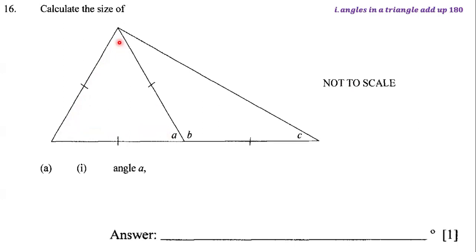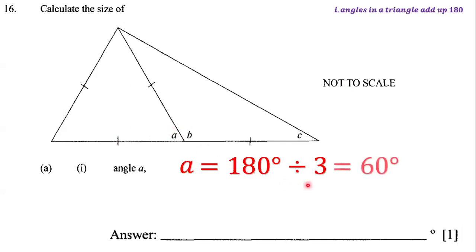And so in order to figure out the size of angle A, we're going to say A is going to be equal to 180 degrees divided by 3. The reason why we divide it by 3 is because we're trying to share 180 in 3 equal parts, because there are 3 angles and all of them are going to be the same. 180 degrees divided by 3 is 60 degrees. And so that means that angle A here is 60, here is 60, and here is also 60, because all of them are equal in measure.